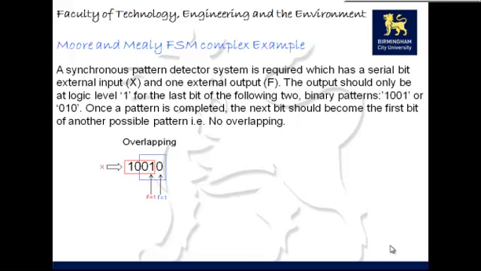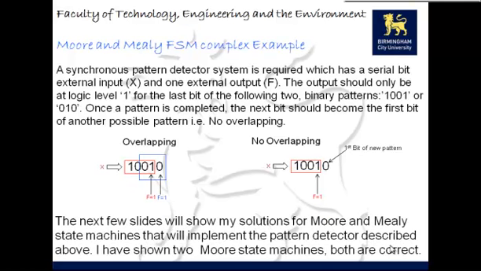For this system, however, overlapping is not permissible. So this is what I mean. So where we are, that's where we are. No overlapping means no, no, no. But that is the first bit of the new pattern. Now, in the next few slides we'll actually design the state machine for this system. We'll do it using a Moore machine and a Mealy machine, and then determine the state tables from that.